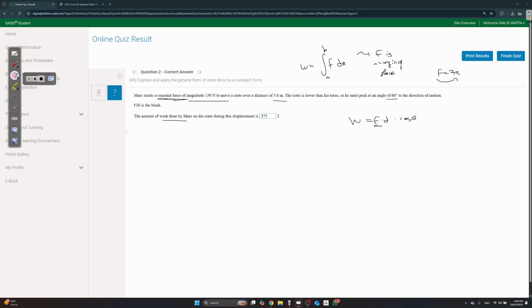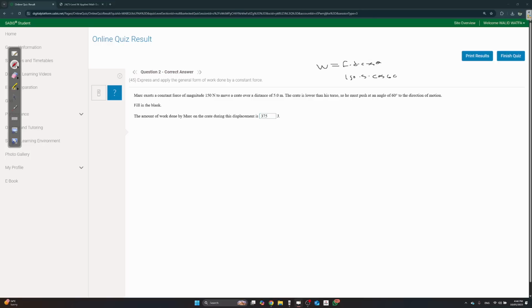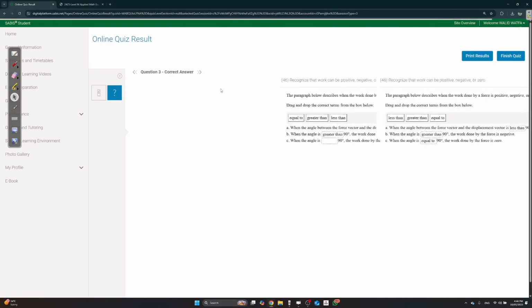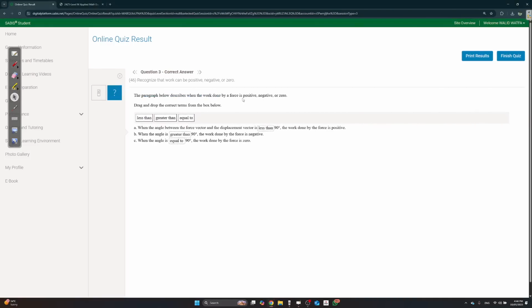Anyways, there's no other equation that you can use here other than F d cosine theta to find the work. So we're going to put 150 times 5 times cosine 60, and you should get 375. Yeah, you get 375.